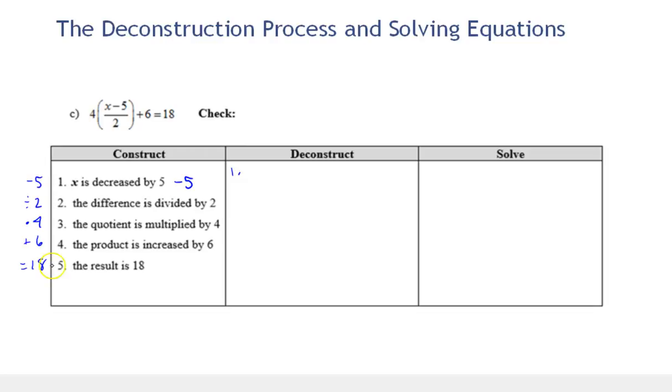So our first step is 18. Instead of increasing by 6, we'll decrease by 6. 18 is decreased by 6. That is a difference, so we'll write the difference is, well, we had multiplied by 4, so we're going to divide by 4. The difference is divided by 4.